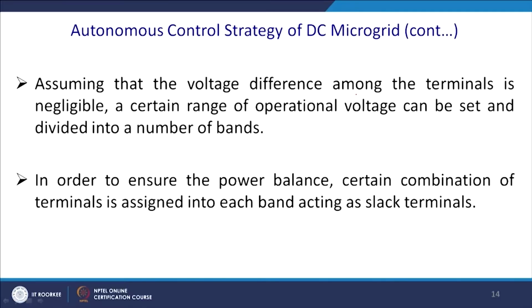Assuming that the voltage difference among these terminals is negligible, because it is a DC bus and it has a very small resistance, a certain range of operation of the voltage can be set and divided into a number of bands in order to ensure the power balance. Certain combinations of the terminals are assigned to each band, acting as a slack terminal. So, we require operation in such a way that, in order to ensure the power balance, a certain combination of terminals is assigned as the slack bus.